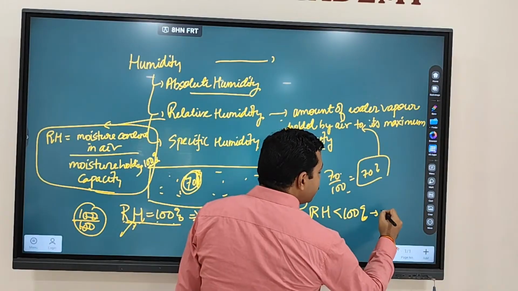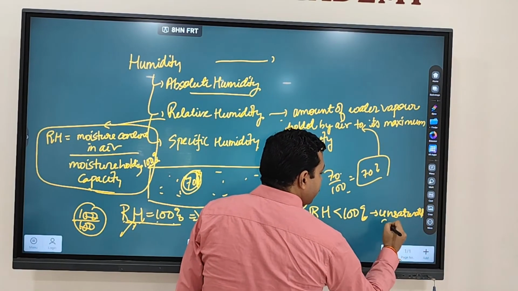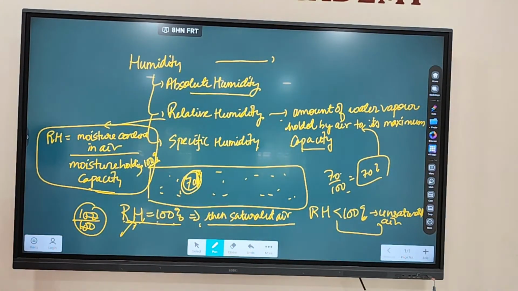If relative humidity is less than 100%, then it is going to be called unsaturated air, meaning there is still a chance that air can hold further moisture. So relative humidity equal to 100% is saturated air, and relative humidity less than 100% is unsaturated air.